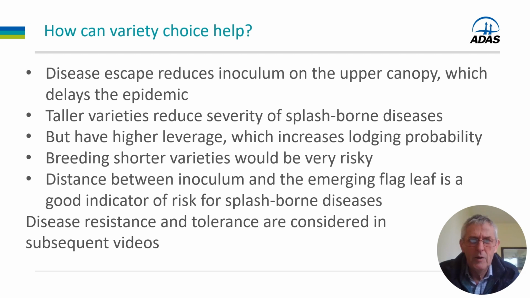So what can we conclude from this? So disease escape reduces the arrival of spores on the upper canopy, which delays the epidemic. Taller varieties reduce the severity of splash-borne diseases, such as septoria, or in barley, net blotch or Rhynchosporium. But taller varieties also have higher leverage, which increases lodging probability. Nevertheless, breeding varieties shorter than we have at the moment would be very risky from a disease control perspective.